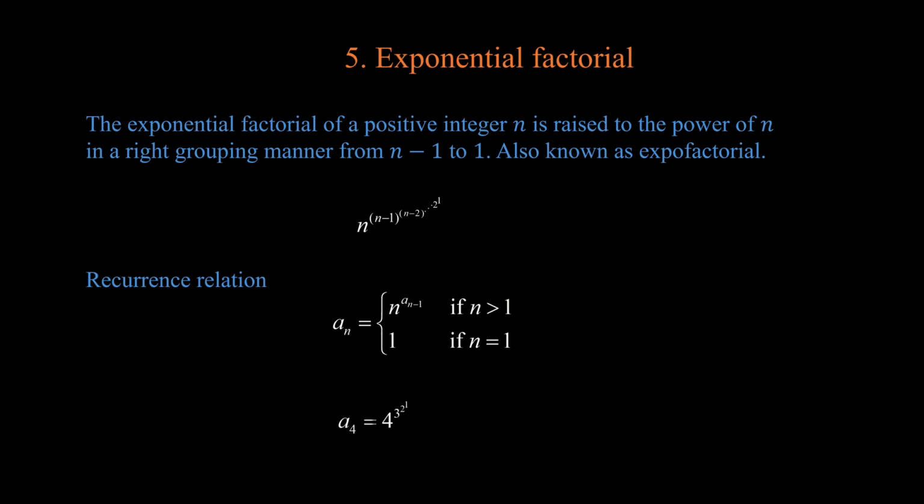For example, exponential factorial of 4 is 4 to the power 3 to the power 2 to the power 1. Simplify it from right side. 2 to the power 1 is 2. Then 3 to the power 2 is 9, and 4 to the power 9 is 262,144.